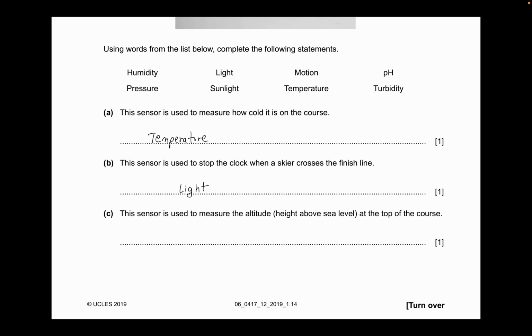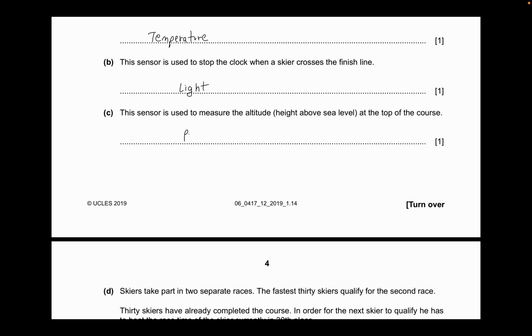Next question is, this sensor is used to measure the altitude, height above sea level at the top of the course. That would be pressure. That's a pressure sensor. Okay, let's move on to the next question.